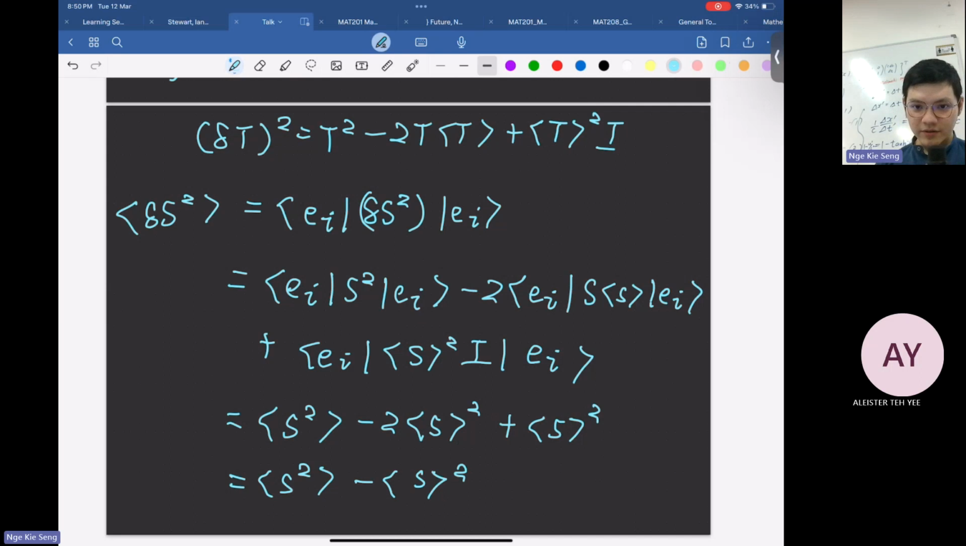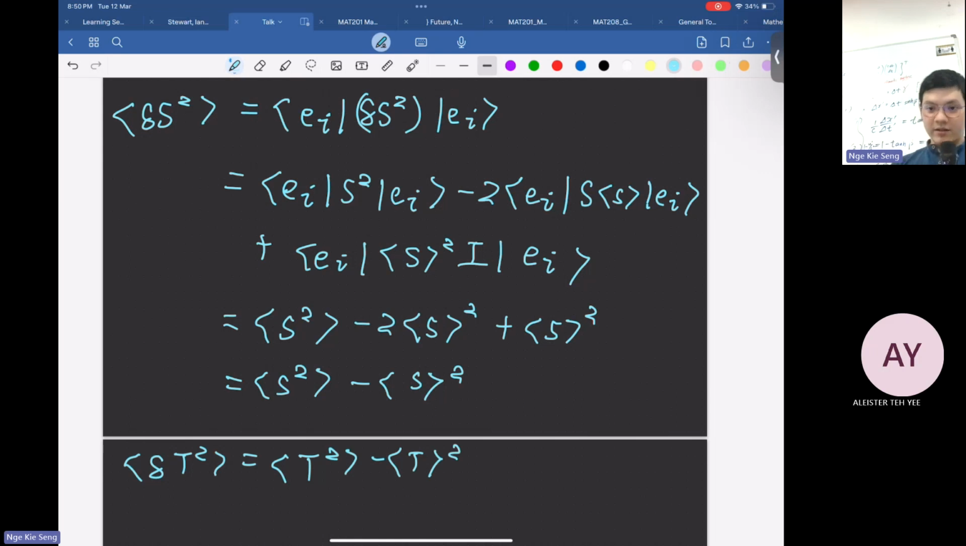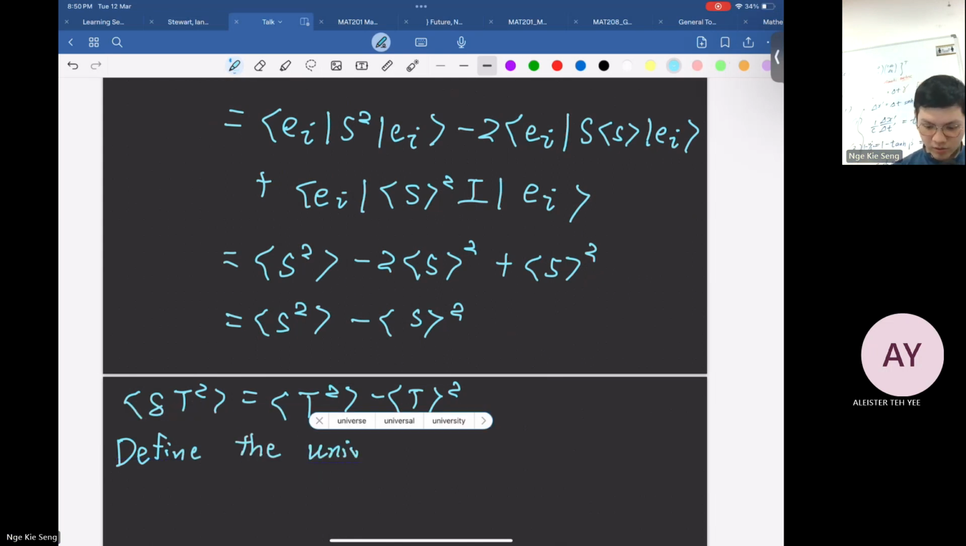All right, so what's next? Similarly, you can do a similar thing on delta t squared, where you just get bracket t squared minus bracket t squared. And then now we want to define the uncertainty, and we will define this uncertainty here.